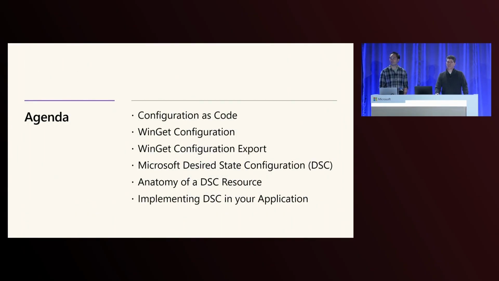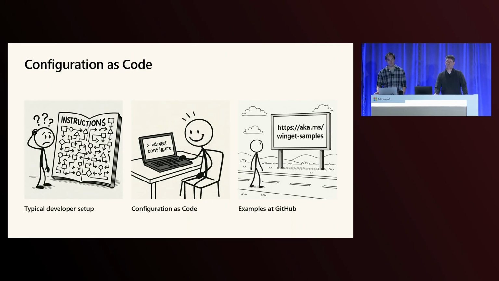So we're going to be covering a bunch of different topics today, starting out with configuration as code, what that is. We're going to get into how WinGet applies that. Then we're going to go a little bit deeper under the covers into the Microsoft Desired State Configuration engine, the anatomy of a DSC resource, and how to actually build one yourself. But we're going to start out with why did we do this?